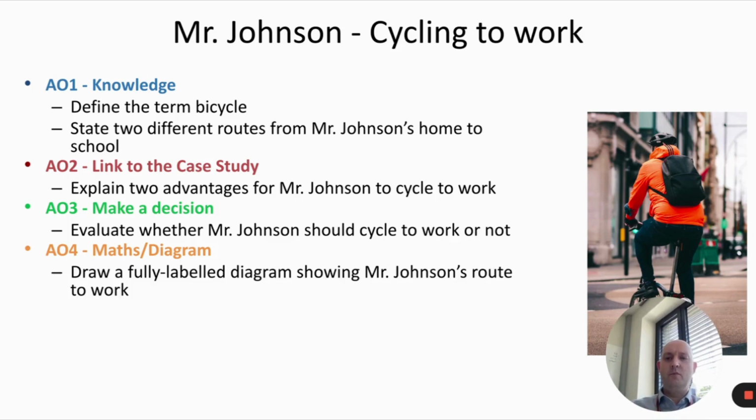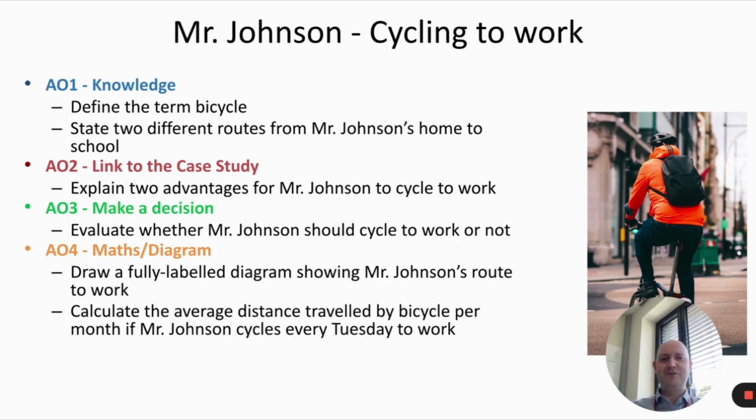And then AO4 might be, this was difficult to write, by the way, draw a fully labeled diagram showing Mr. Johnson's route to work. You're never going to get that in the business exam, by the way. But just in terms of this example about my life, that's a skill where you maybe have to draw a diagram. Also, remember AO4 is mathematics. So calculate the average distance traveled to work by bicycle per month if Mr. Johnson cycles every Tuesday to work. So you then need to go and do some sort of calculation.